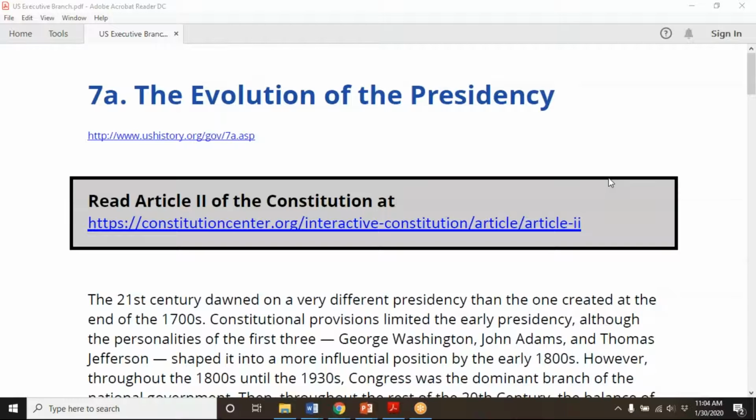But I thought we could, as historical students, and most of you are preparing for the GED, you've got to be comfortable with those original documents, those primary sources.